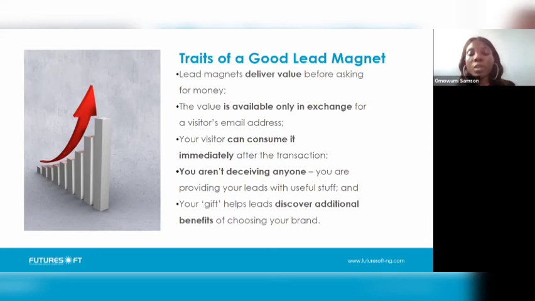So your gift helps leads discover additional benefits of choosing your brand. I said this earlier, that the lead magnet is an opportunity for you to stay connected to your audience and to consistently sell yourself and your value to them so that they can see reasons why they should buy from you and not your competitors.